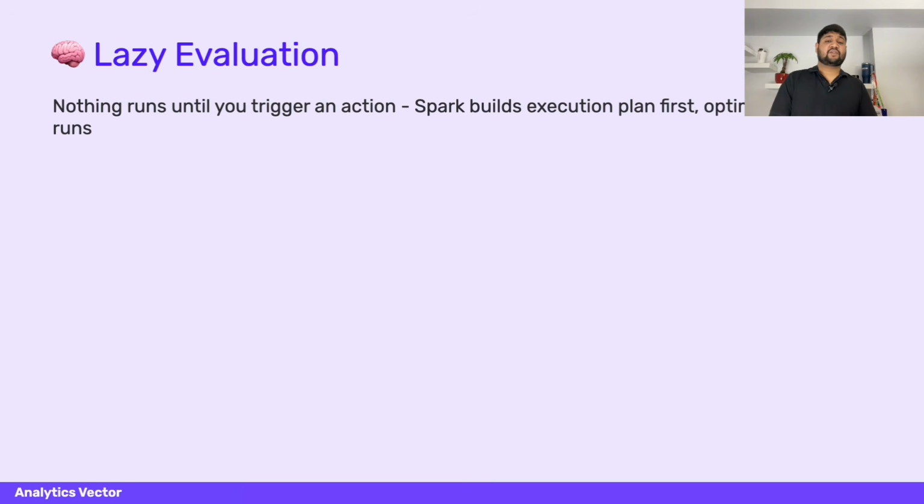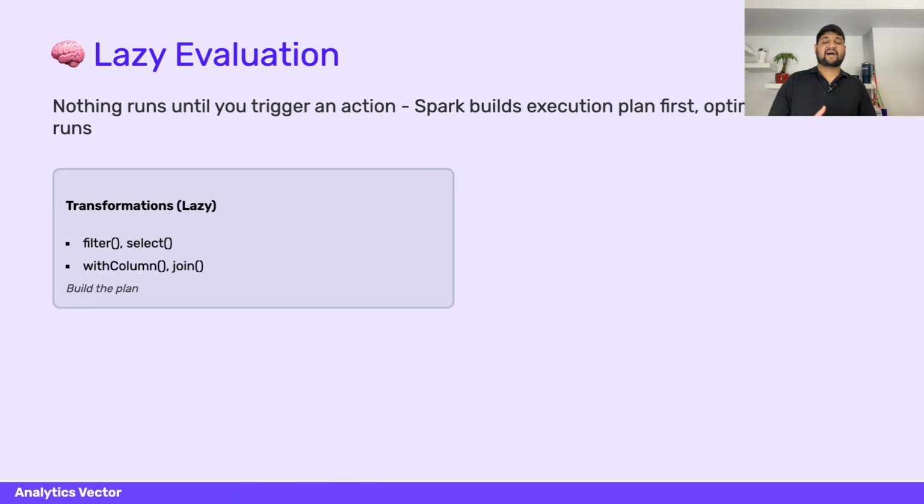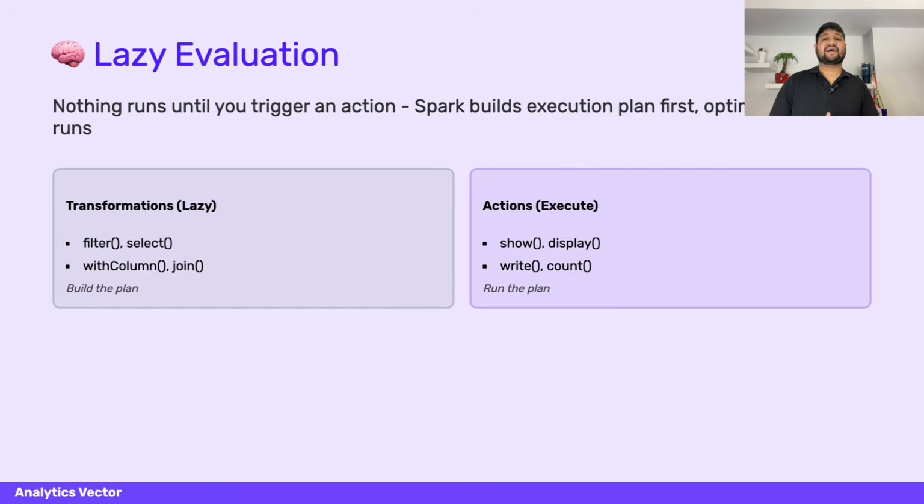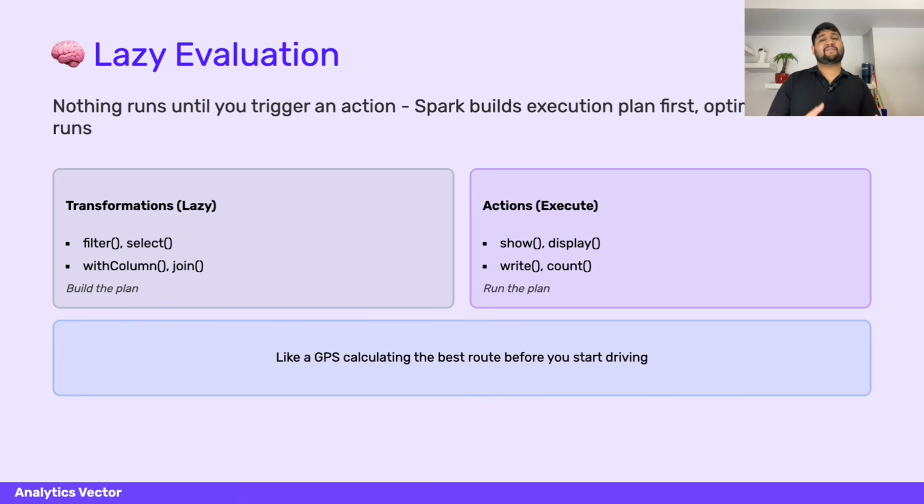One concept worth noting is lazy evaluation. When you chain PySpark operations, nothing actually runs until you trigger an action like show, display, or write. Spark builds the entire execution plan, optimizes it, and then runs everything at once. It's like a GPS calculating the best route before you start driving instead of turning at every intersection.